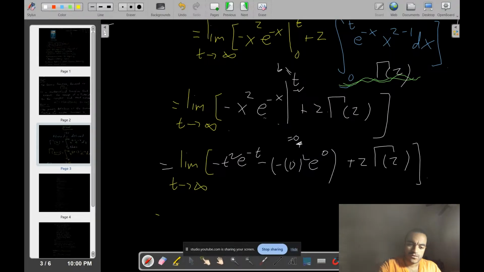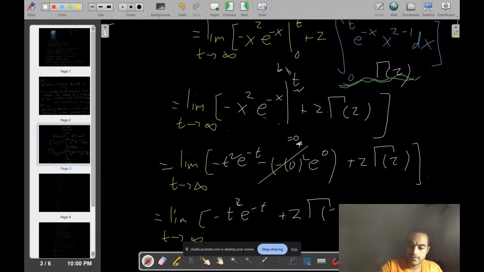Okay, so we're continuing, right? So we have the limit as t goes to infinity. Now this becomes easy, right? 0 times anything is gone. I'm left with the minus t squared, so minus t squared e to the negative t plus z gamma of z.